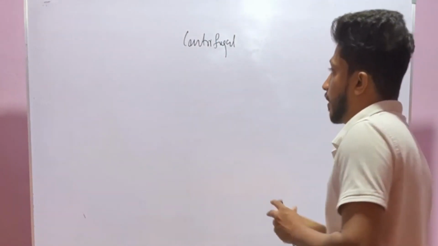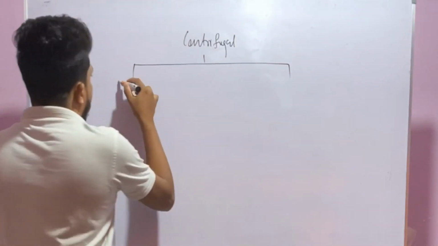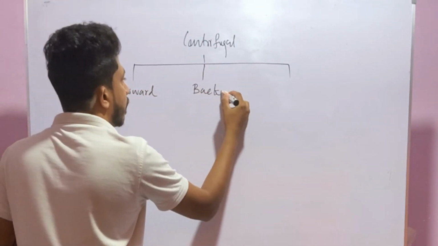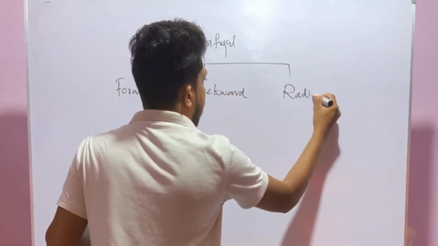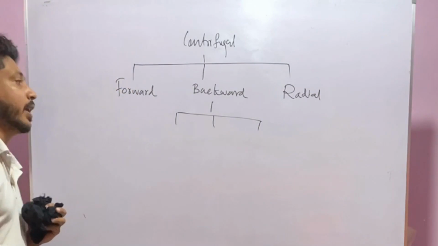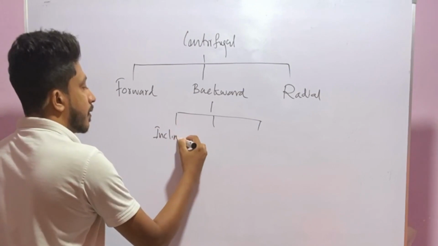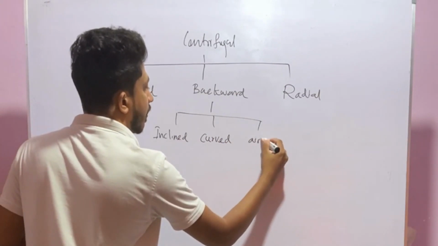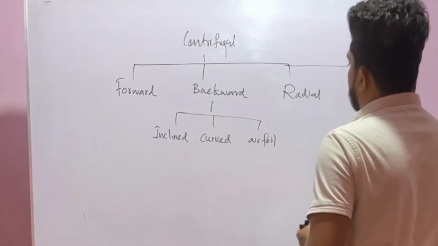Under centrifugal, we can categorize them into three major types. First one, forward curve. Second, backward curve. Then radial. Under backward, actually, we can categorize them into another three types. First one, backward incline, then backward curved, and backward airfoil. If you like, you can put it in here as another one, airfoil.